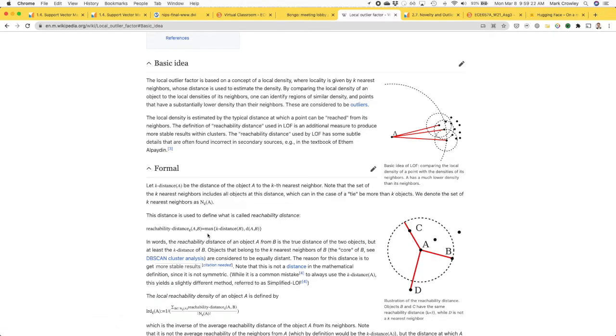So it says, can you reach A from B? It looks at the distance between them. Are A and B at least K neighbors of each other? So if K is 3, then are there K other neighbors closer to A than B? That's how we say it. If K equals 3, then A's closest neighbors are B and C. So B and C are close neighbors of A, and you take the distance of them and use that as your distance. So they're taking either the max of the distance itself or the K-distance.